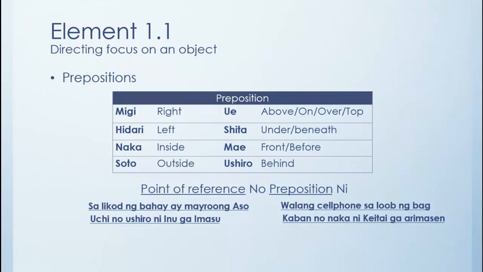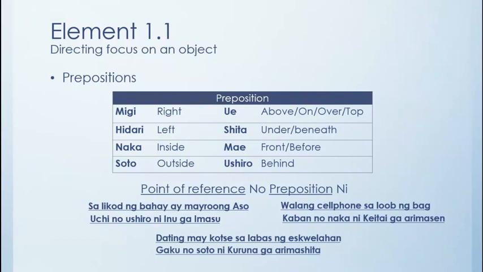Let's have one more. Dating may kotse sa labas ng eskwelahan. Okay? Pause the video and construct. Okay, here's the answer. Gakkou no soto ni kuruma ga arimashita. Arimashita kasi dating mayroon, so past positive. Okay, great. That will be just for element 2.1.